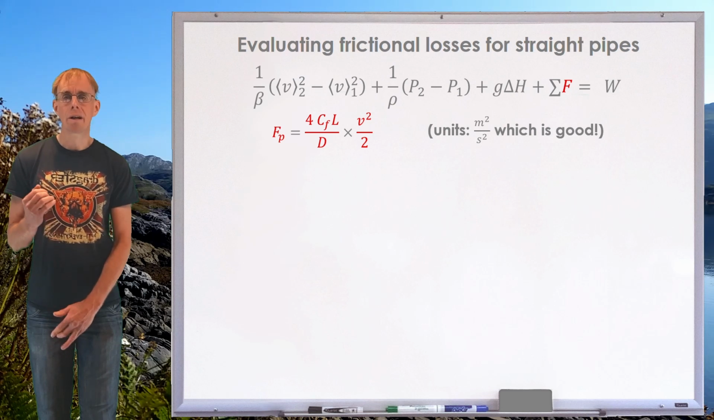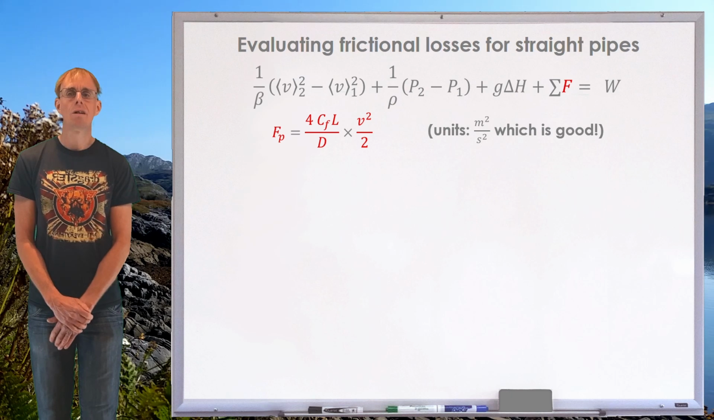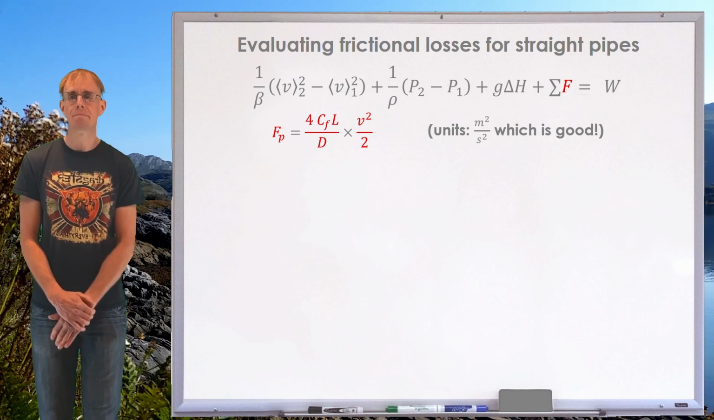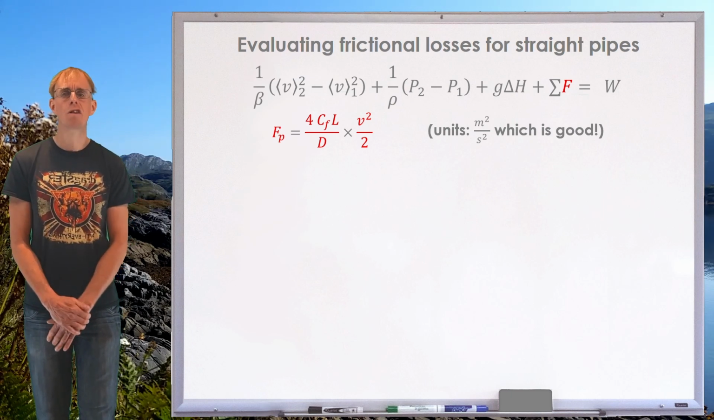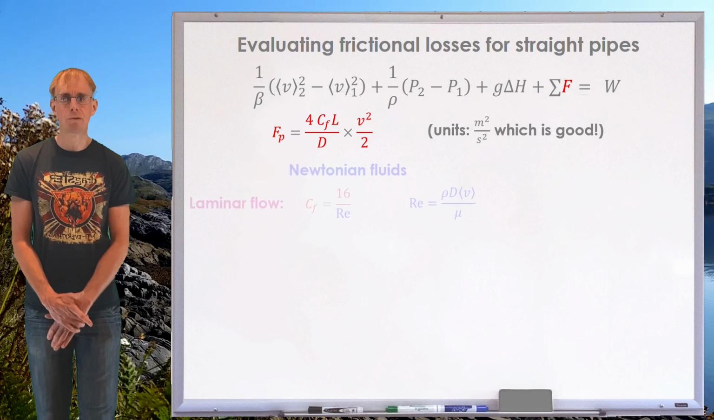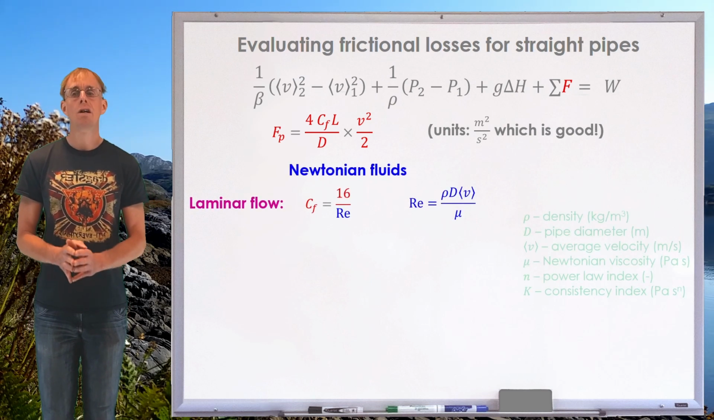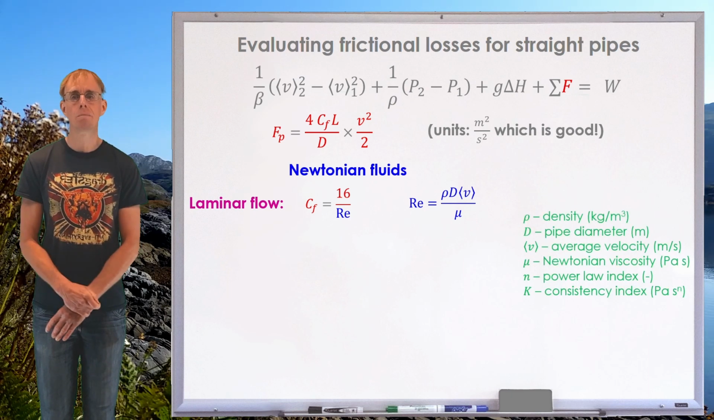So my friction due to flow is 4CF L over D times a half V squared. Remembering, of course, we've already divided through by density. And we can do a quick unit check, and that gives us units of meters squared per second squared. So that's fine, it's consistent. And we can evaluate that fanning friction factor for laminar Newtonian flow. It's simply 16 over the Reynolds number, where Reynolds is rho d v over mu.